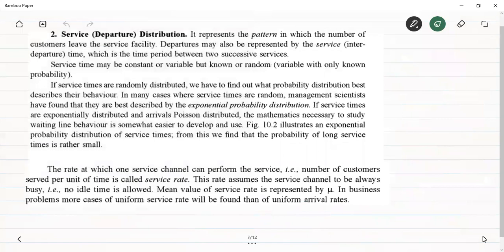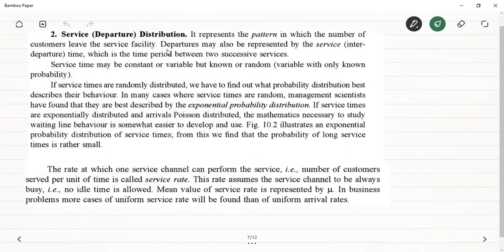Now similarly the service. This service represents the pattern in which customers leave the service facility. The number of customers leaving the service facility depends upon the person who is providing the service. Arrival depends on the people who are coming, but the service depends on the person who is serving there.